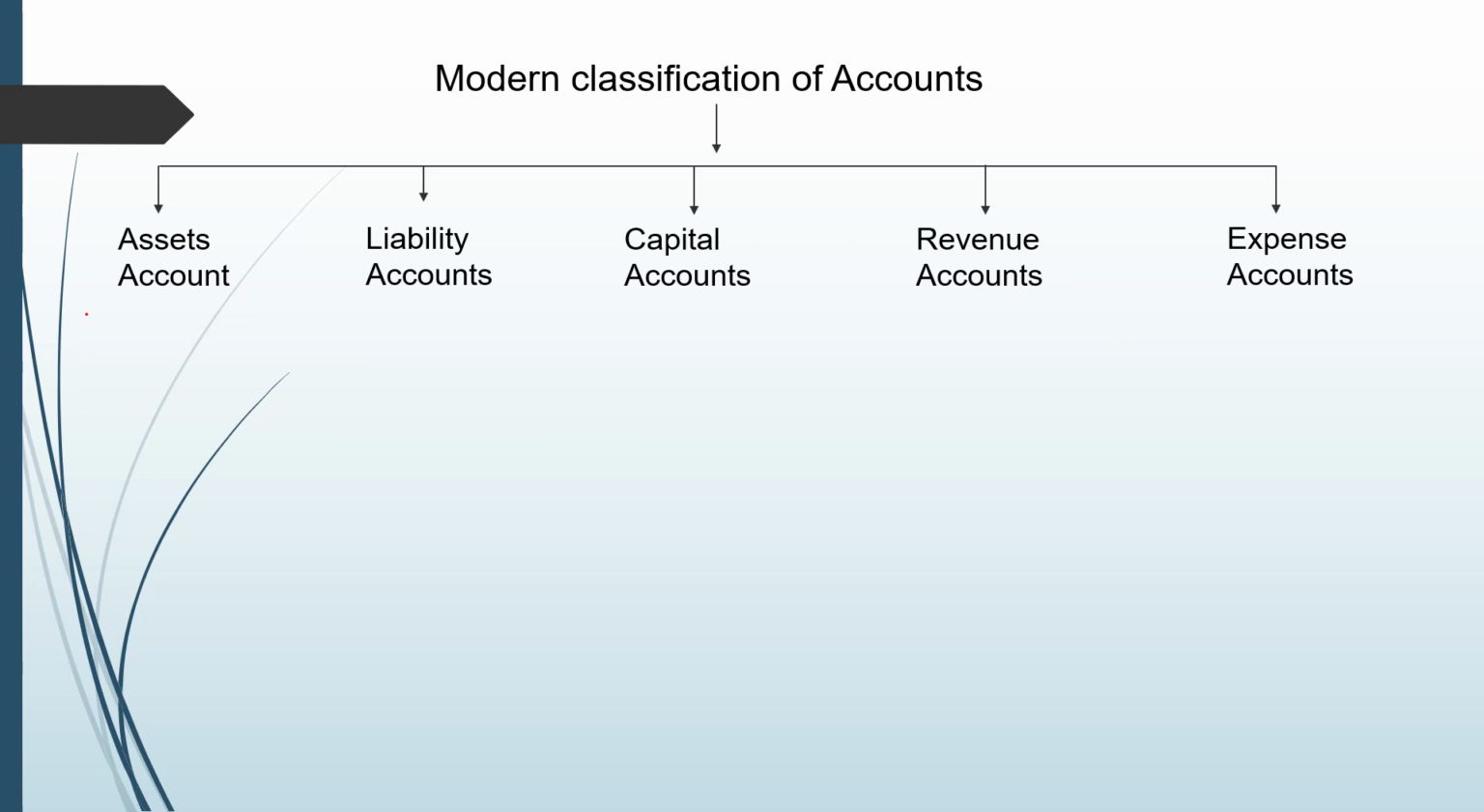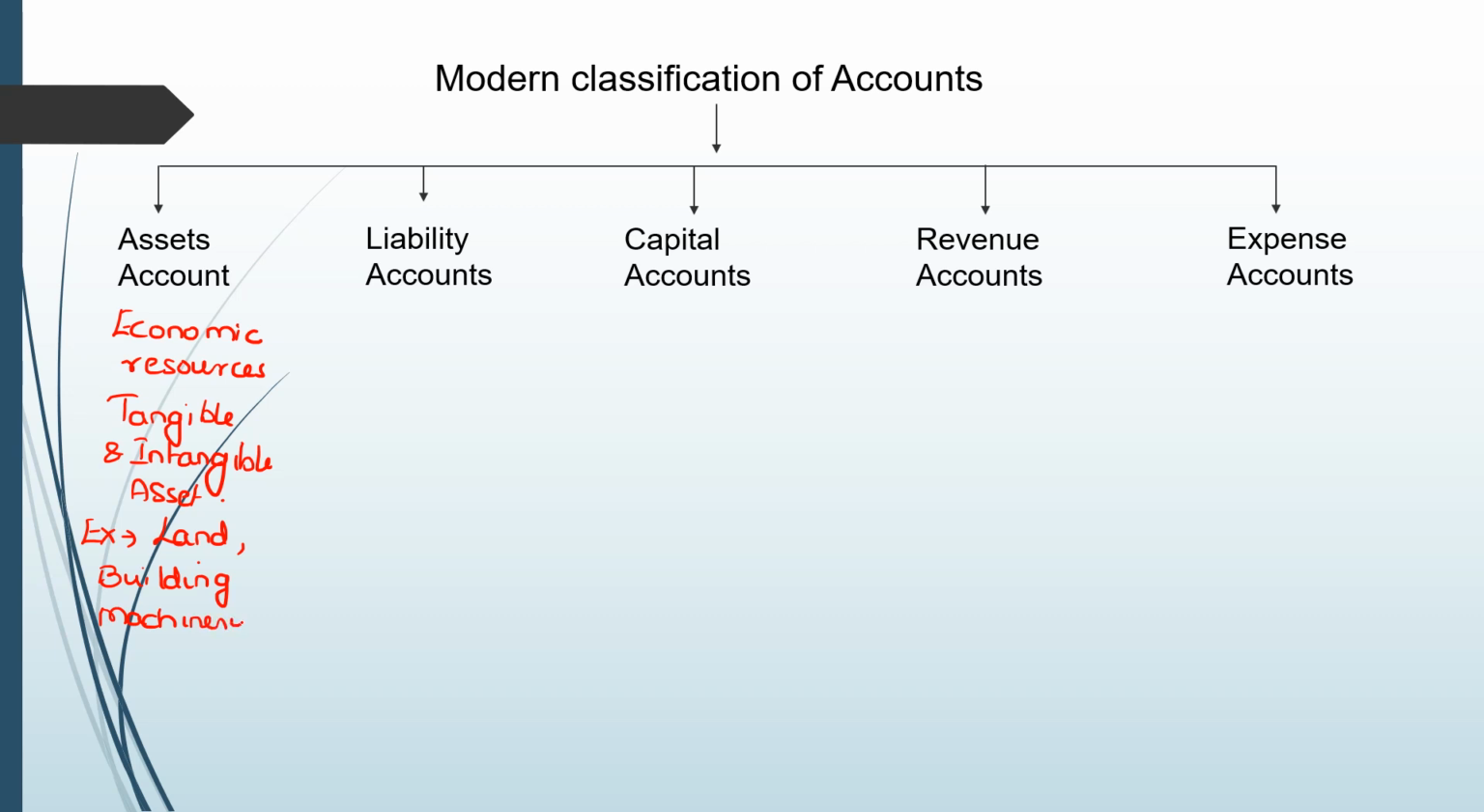Now, asset accounts. When we're talking about asset accounts, all those accounts that relate to the economic resources of our business. So, basically, it includes all of our tangible and intangible assets that come under this particular category. For example, land, building, machinery, items like cash, bank balance, computers, vehicles, and so on. You have goodwill, patents. All these are examples of the items that would come under the asset account category. So when we open land account, building account, patents account, it comes under the asset account category.